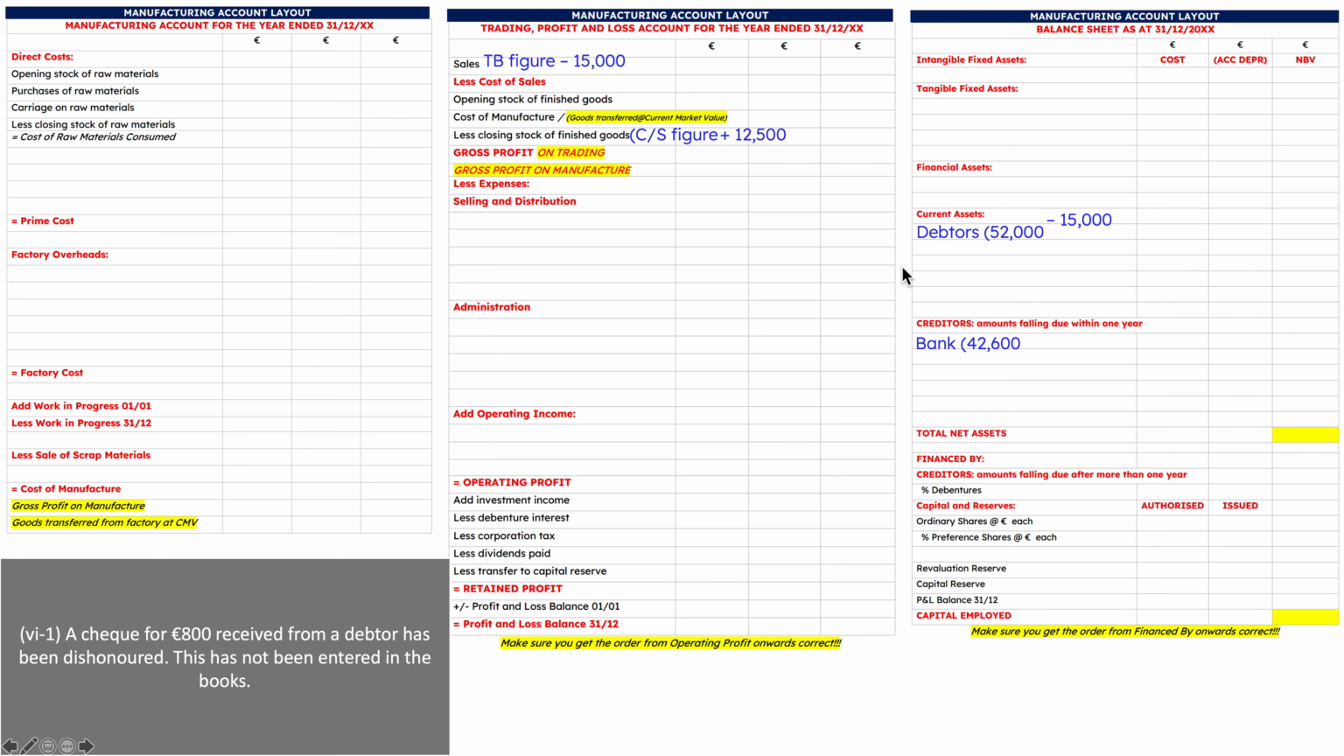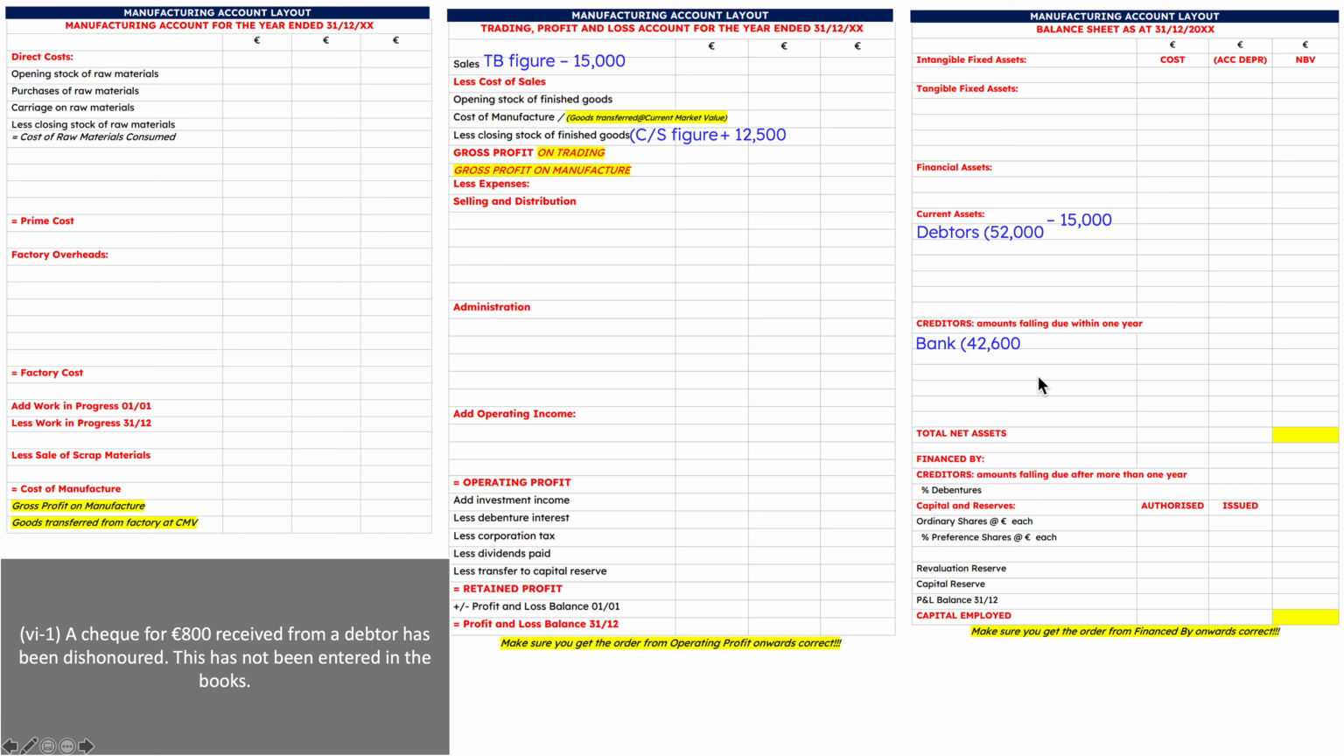All right, next one then, note 6, part 1, we have a cheque for 800 received from a debtor has been dishonoured. This has not been entered in the books. So a cheque was dishonoured. They tried to lodge it, but they can't because the debtor didn't have any money in their account. What you would have to do is just get on the phone to the debtor and say, I need to get another cheque or another form of payment. There's no bankruptcy or anything like that here, okay.